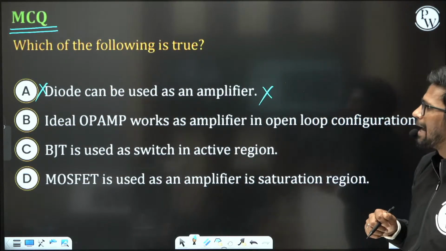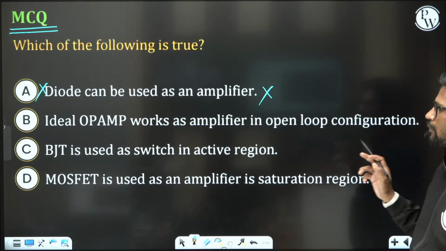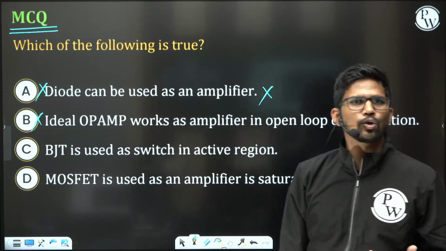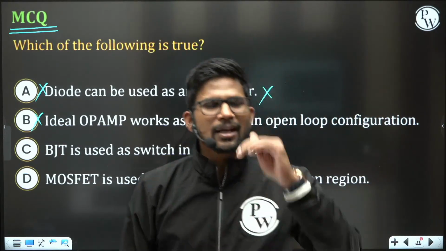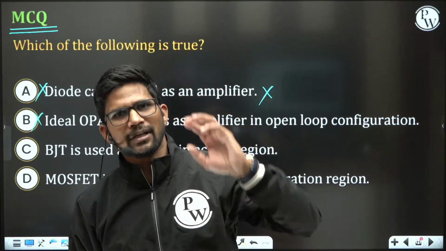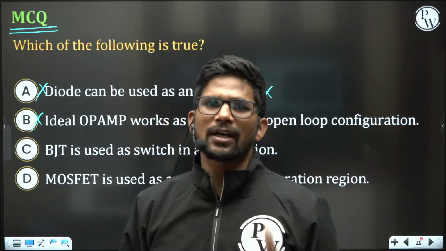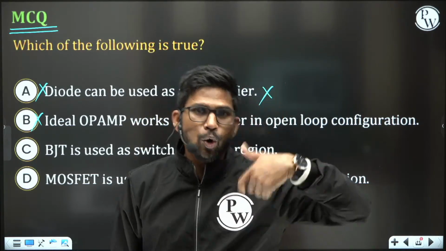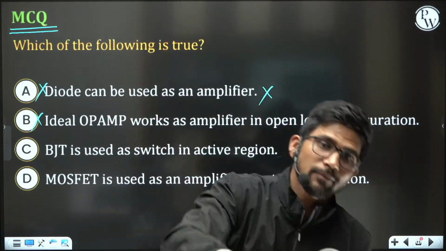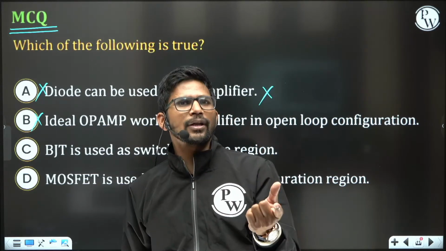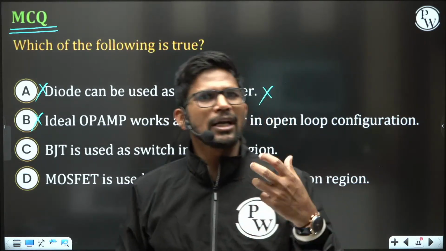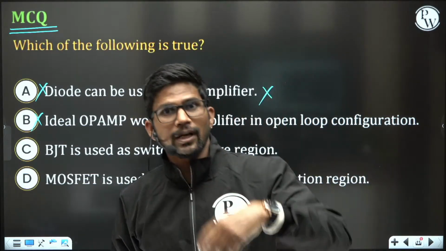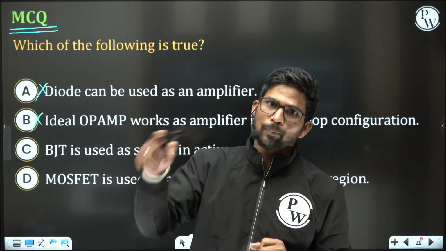Ideal op-amp works as an amplifier in open loop configuration. Wrong option. An ideal op-amp has an open loop gain of infinity, and if any circuit has infinite gain, it will never work as an amplifier. It will always saturate the output. In open loop configuration, the gain is taken as the open loop gain, and that is infinity for an ideal op-amp. So the overall gain of the system is infinity in open loop configuration.